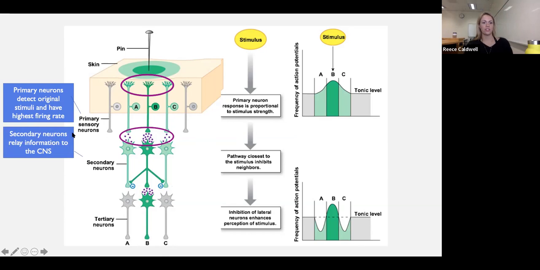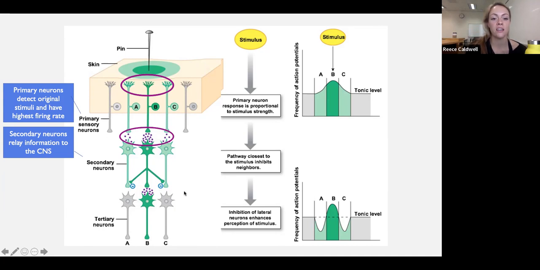Forgot to add this here. Those secondary neurons are the ones that relay information to the central nervous system. So the primary neurons pick up that stimuli. The secondary neurons carry that information to the central nervous system. The tertiary neurons are the ones that are actually in the brain. So those are the ones where we actually relay the information in the brain of, hey, we're being touched.